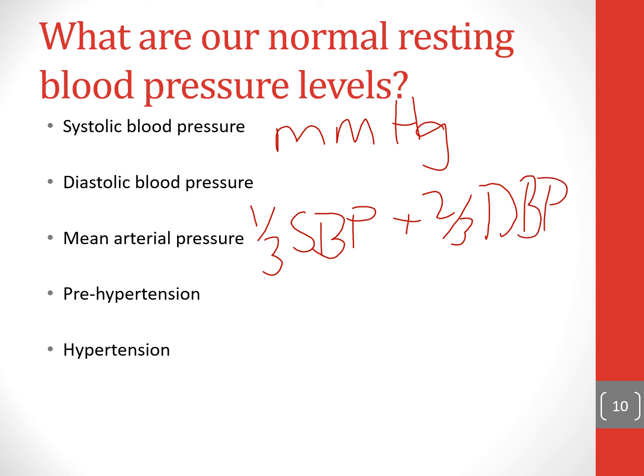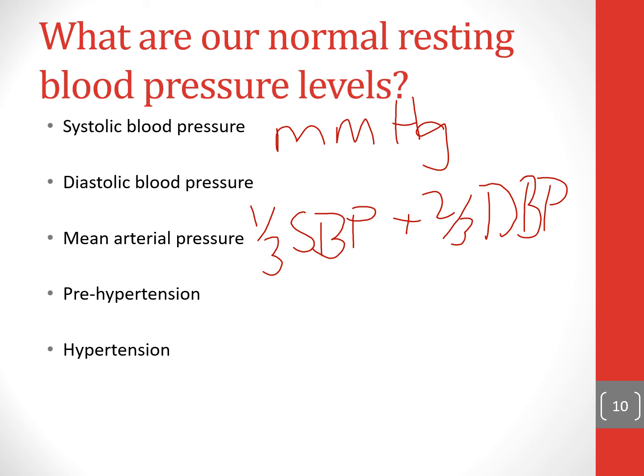And again, I want you to think about, okay, if we're getting the mean or the average of two pressures, why are we not just taking systolic pressure plus diastolic pressure and then dividing by 2? Why is it that we're doing 1/3 systole and 2/3 diastole? The answer to this question is because we spend 2/3 of our time in diastole and only 1/3 of our time in systole. So we're going to account for the time differences essentially.